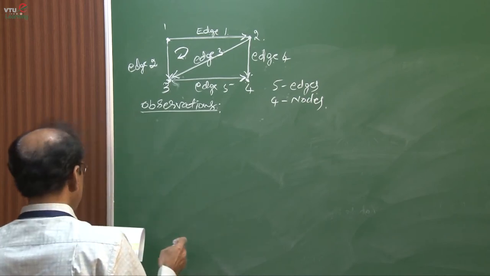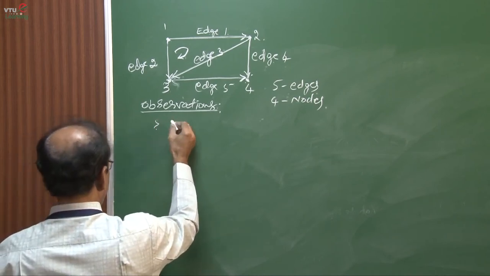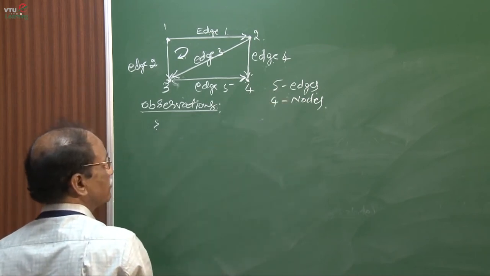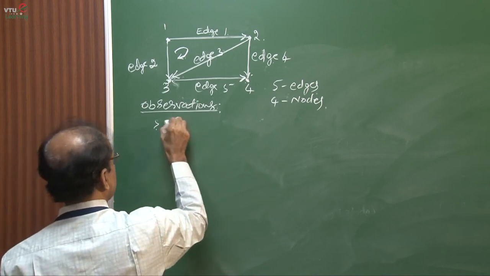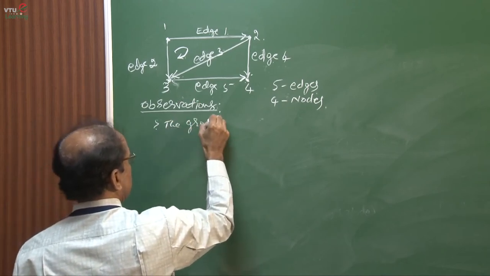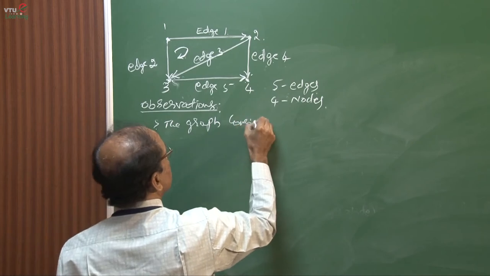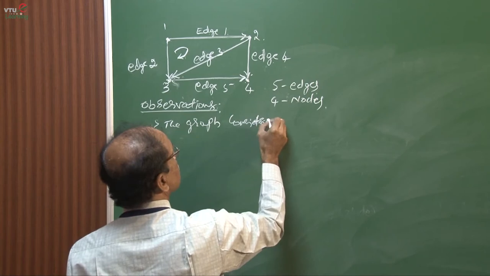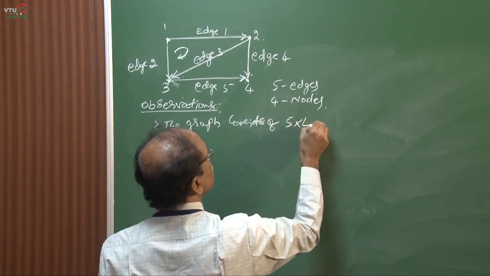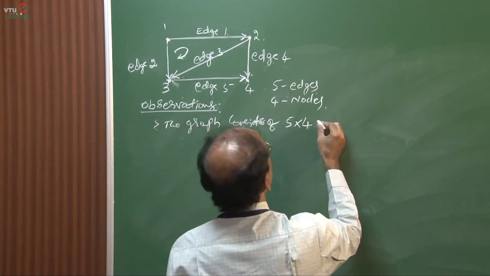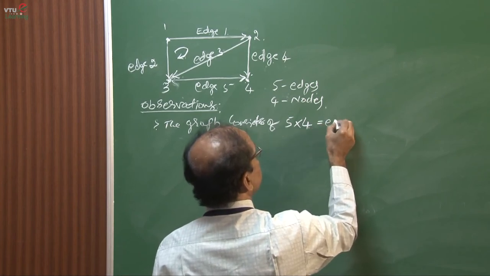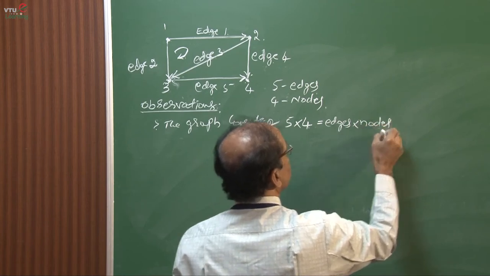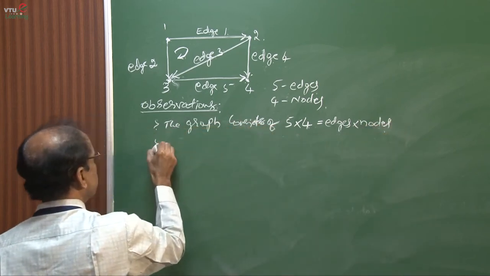So with respect to this graph, what is the network? What are your observations in the network? The first observation, the graph has, of course, 5 edges and 4 nodes. I can write the graph consists of 5 cross 4, that is equal to edges cross nodes. So with this notation I will take, this is my first observation.